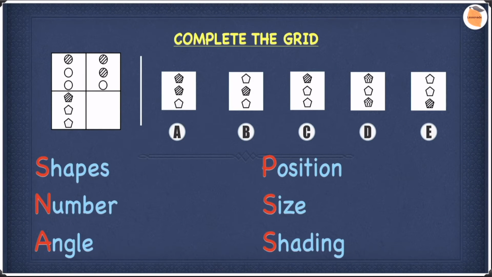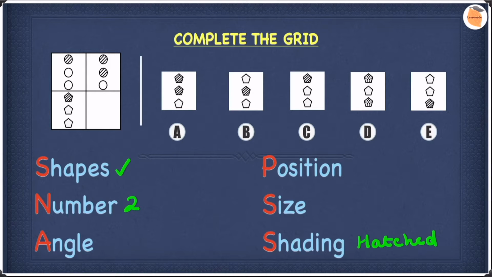For this example, let's start by comparing the top two shapes. So let's look at the similarities and the differences. In terms of the similarities, they're both the same shape. Let's move on to differences. On the left-hand side shape, there's only one hatched pattern. On the right-hand side shape, we have two hatched. So these are the differences.